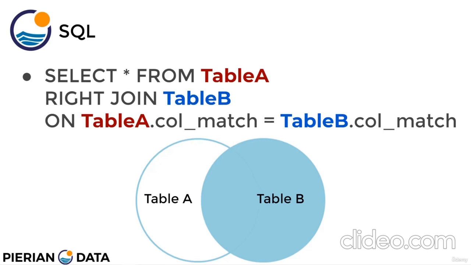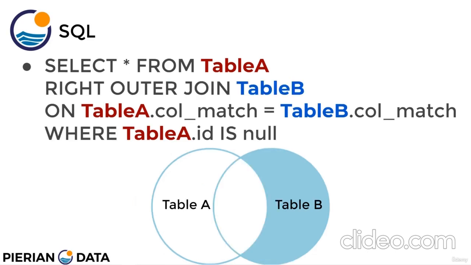And keep in mind, you can do either right outer join or right join. They both work fine. And just like we could with a left outer join, you can also add a clarifying where statement, something like where table A.id is null, in order to clarify that you only want rows that can be found exclusively in table B and are not found in table A.